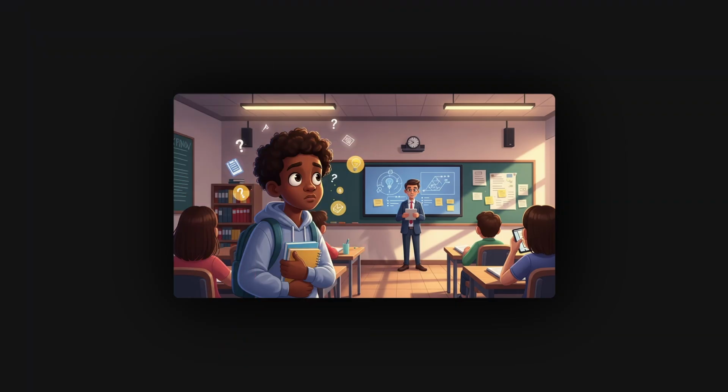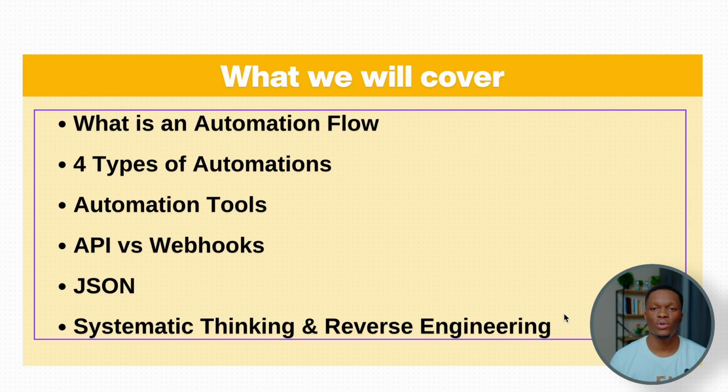This course is especially for beginners, but even if you are on intermediate level, you'll find a lot of value out of it. So welcome in my AI automations for beginners. This is what we will cover. So what is an automation flow? The 4 types of automations, automations tools, API versus webhooks, JSON, and finally systematic thinking and reverse engineering.